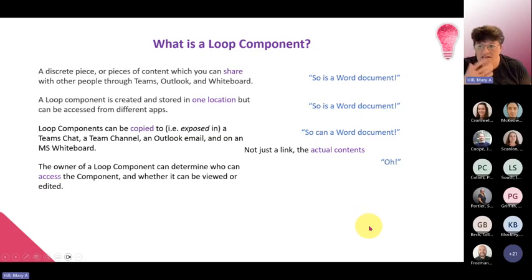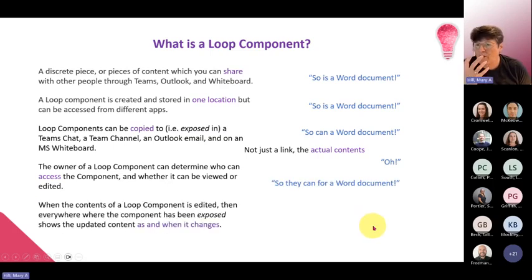Can determine who accesses it? Well, yeah, you can do that for a Word document. But any changes are exposed in real time. When it updates in one place, a Loop component updates in all the places it's been shared. Oh, right, well, no, Word can't do that. So Loop components are different. It takes a different mindset to think about using them.